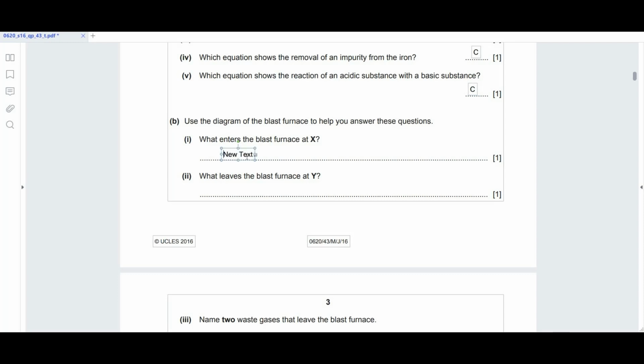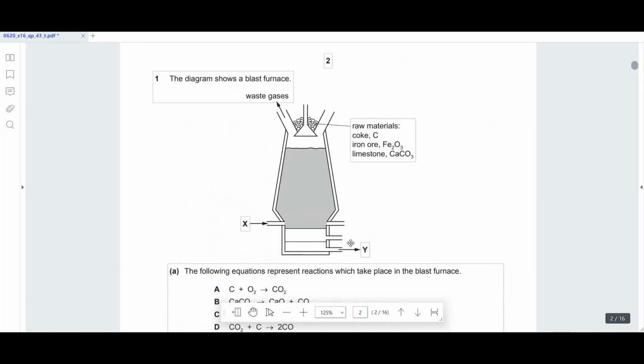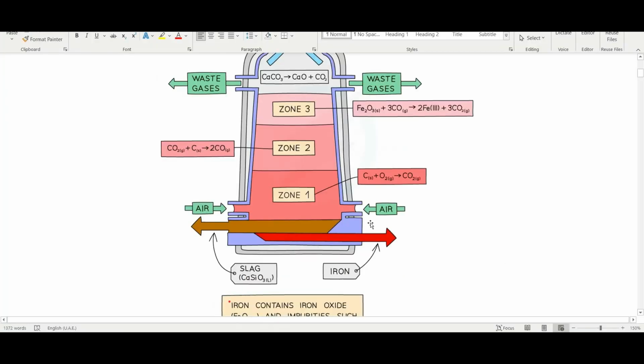Hot air is the answer for this part of the question. Guys, let me just simply write my answer, hot air. One mark question. Second part, part 2 states, what leaves the blast furnace at Y? If you see the diagram again, Y is here, and I think it's the molten iron, because I showed you the diagram here. Molten iron is being tapped off.